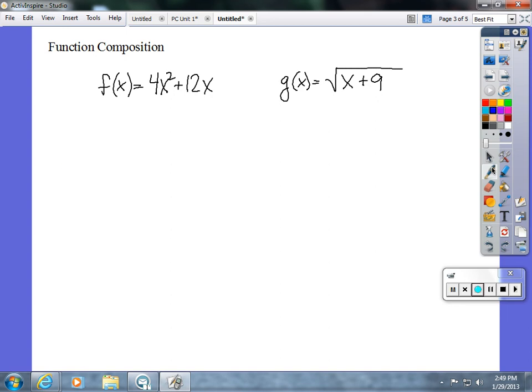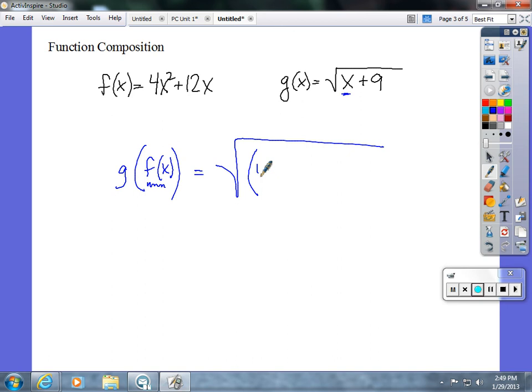And let's suppose that we have g of f of x. Okay, so I'm going to plug my whole function f into my function g for the x. So I would have the square root of 4x squared plus 12x plus 9. Okay, now a lot of people are tempted, oh, I know the square root of 4, it's 2. I know the square root of x squared, it's x.